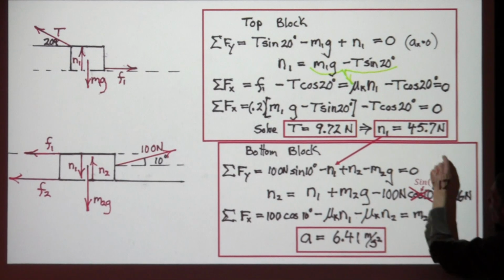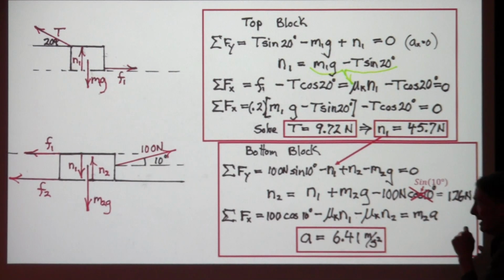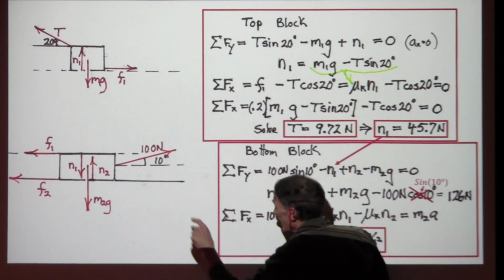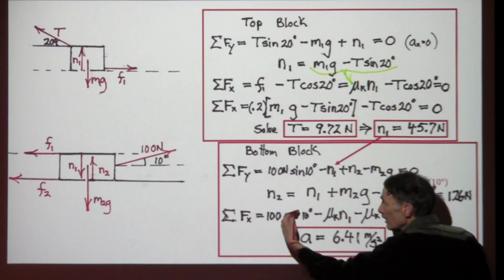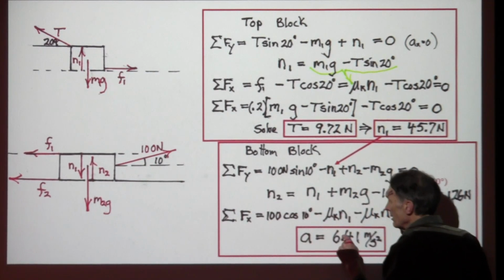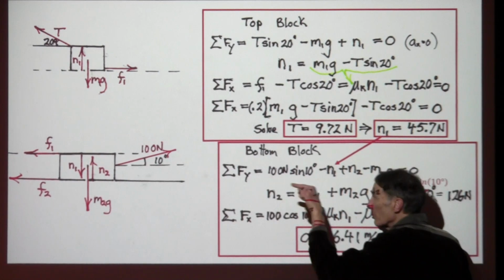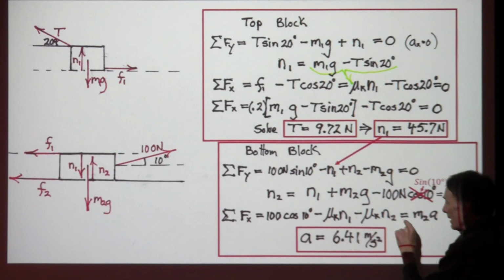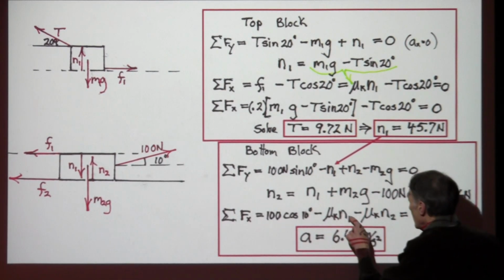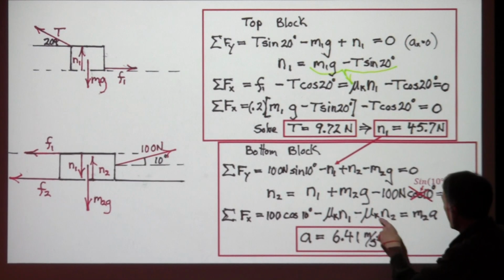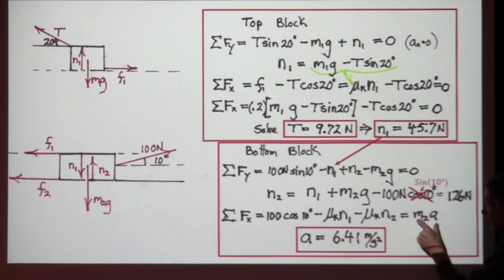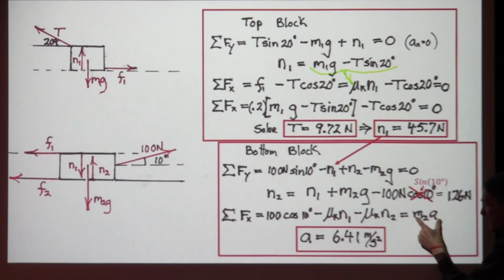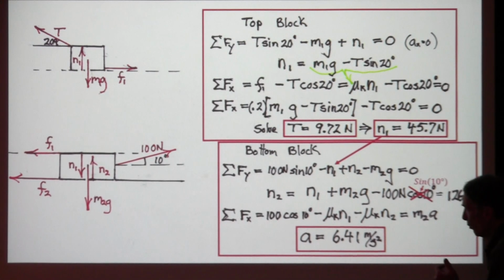So we've got the two normal forces, and now we can look at the sum of the forces in the x direction on this block. We've got that 100 Newton times the cosine of 10 degrees pulling us in the plus direction. Minus the two friction terms, which are in the negative direction: minus mu sub k times N1, minus mu sub k times N2. I think that's all of it in the x direction. That should equal this one's mass times its acceleration. We do the numbers, and I come up with an acceleration of 6.41 meters per second squared.